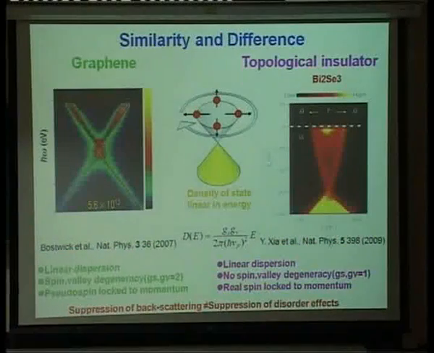So this is what one sees in ARPES. This is graphene, and you see clear linear dispersion. Here is bismuth selenide. Well, it's not as linear, but close to the Dirac point it is linear. The valence band is not as linear. This is direct evidence that we are dealing with a 2D Dirac material.